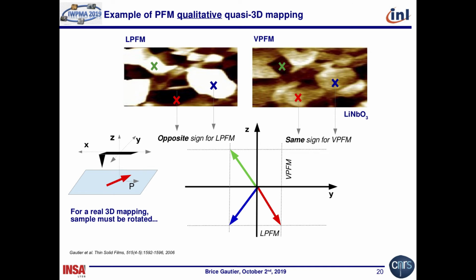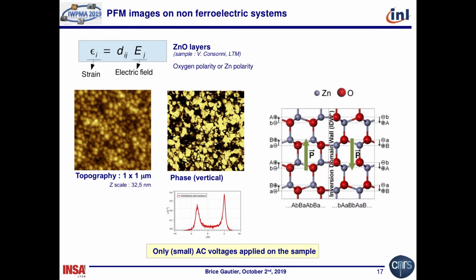Going back to vertical PFM, I just drew an example to show that PFM is not solely intended for ferroelectric materials and can also be used for purely piezoelectric materials like this one, for example. This is zinc oxide. The sample is from Grenoble, LMGP, and it is a sample from Vincent Consonni. And in this sample there, you have two kinds of termination of the zinc oxide material. I'm not a specialist of zinc oxide, but what I have understood is that you have a zinc termination and an oxygen termination there. And this corresponds to two directions of polarization, in one direction or the other direction.